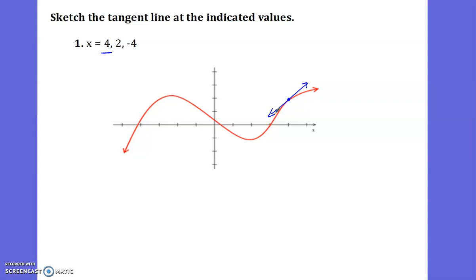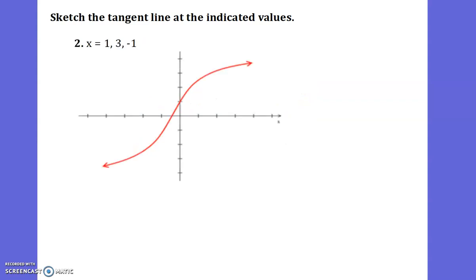So then when I'm trying to sketch the tangent line at x equals 2, that's at the bottom of a parabola. We know that's where the slope equals 0. We saw this when we did some graphing stuff. So there's our tangent line. At -4, it's going to be right here. And then drawing that, it falls like that. Okay, so that's just sketching some tangent lines.